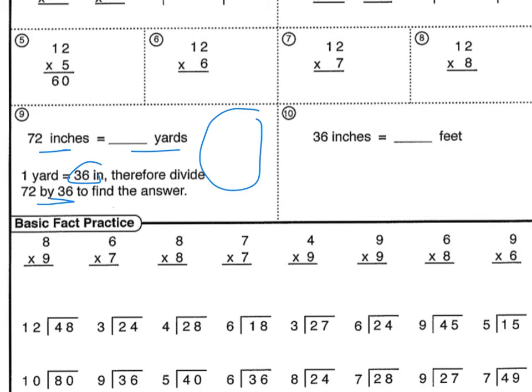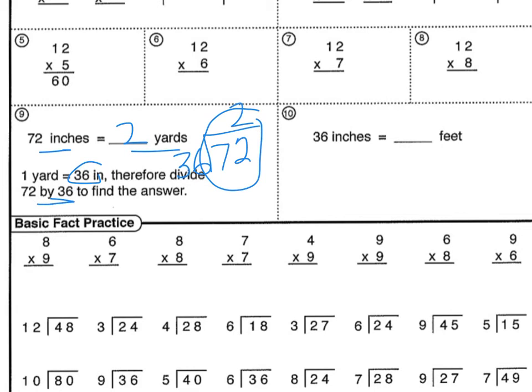Alright, so you should have written right here 72 divided by 36. Hopefully a little smaller and neater than me. And if you don't know how many times 36 goes into 72, you can use a piece of scratch paper or the margin and just guess and check. 36 times 1 is obviously 36, so then you would try 36 times 2, and you would get 72. And so the answer is 2 yards.